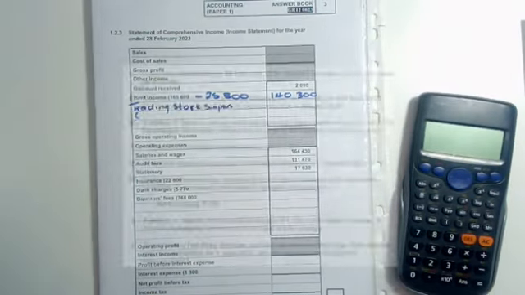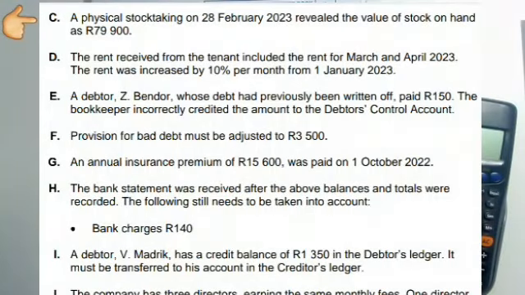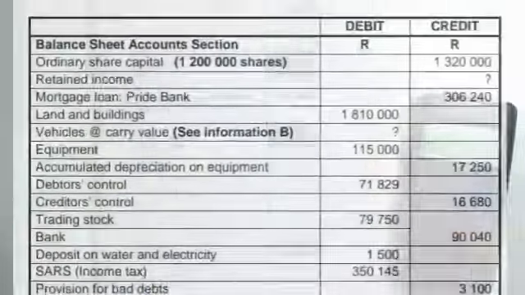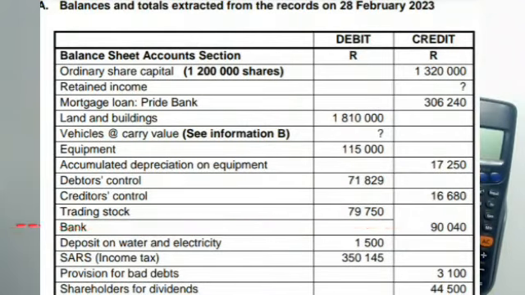My rent income becomes 140,300. For our next line item, we are going to look at our physical stock taking and information C. It says a physical stock taking on 28 February 2023 revealed a value of stock on hand as 79,900. When you go to information A, you will see that information A shows us that our trading stock is 79,750. So that means we have a trading stock surplus.